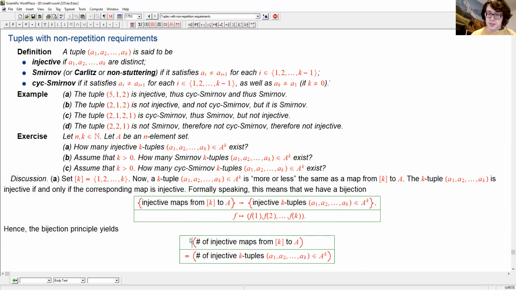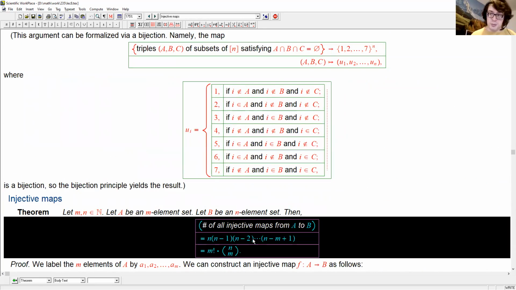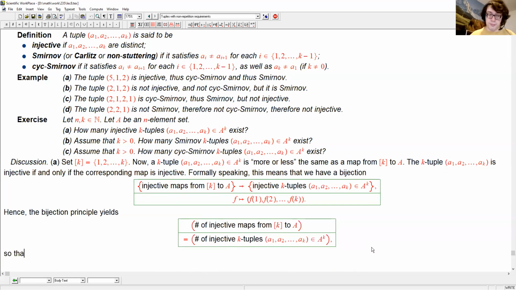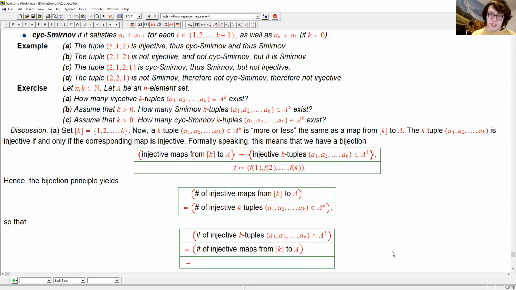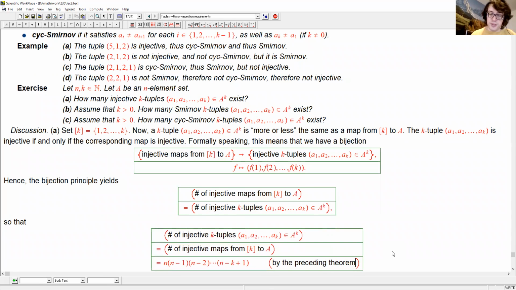But the left-hand side, we know, we have a formula for it, with injective maps between two finite sets. So we also know the right-hand side. And this is, because A is an n-element set, n times n minus 1 times n minus 2 times and so on, times n minus k plus 1 by the preceding theorem, since this is a k-element set and this is an n-element set. So part A is solved.